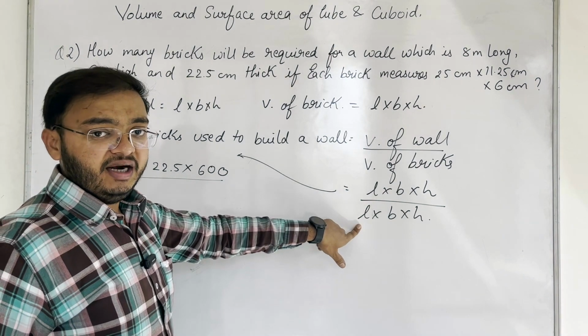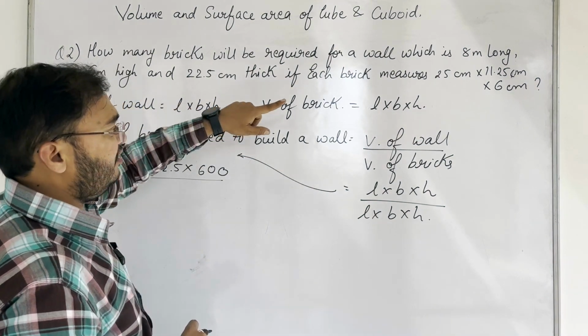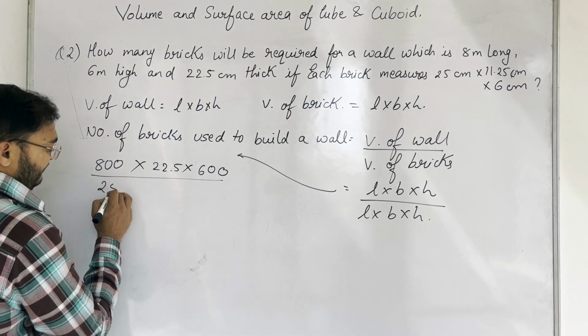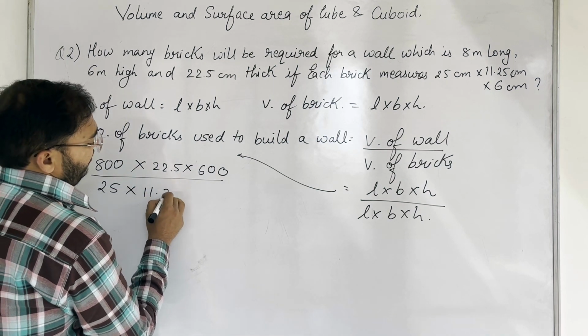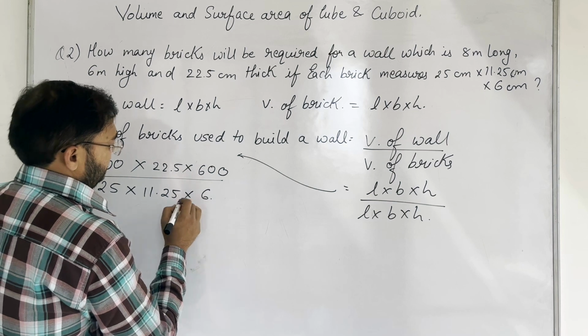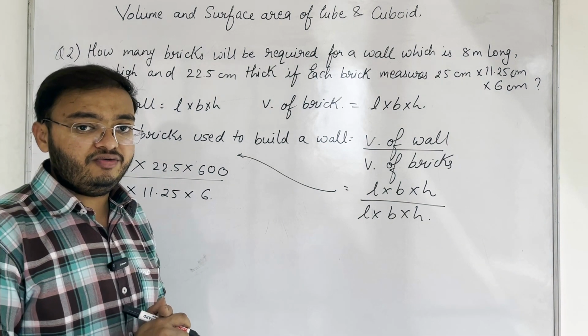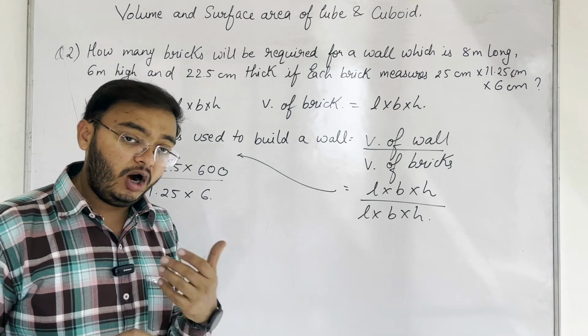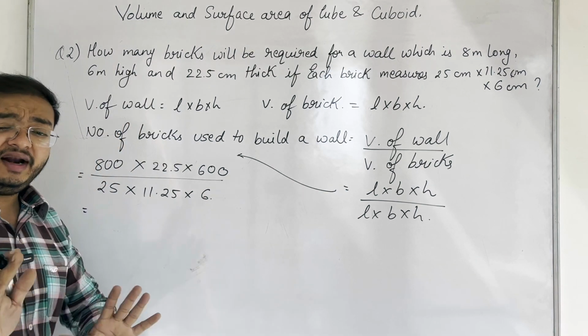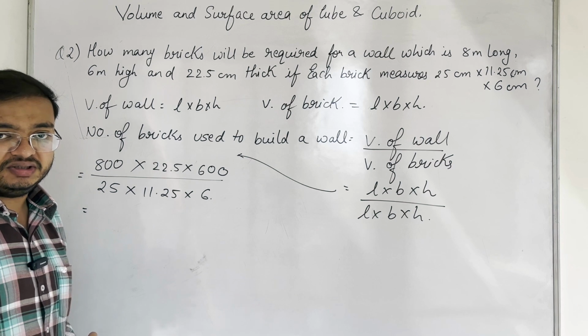Now we will be talking about the dimensions of the brick. Length of the brick is 25 into 11.25 into 6. If you solve this, you will get the number of bricks needed to construct that wall. No need for any complex calculations.